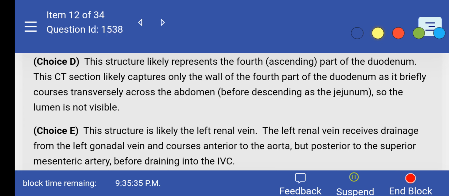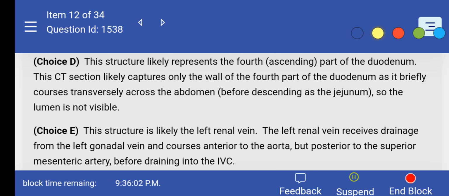Option D, does that represent the fourth, that is, ascending part of the duodenum? This CT section likely captures only the wall of the fourth part of the duodenum, as it briefly courses transversely across the abdomen before ascending to the jejunum. So the lumen is not visible.